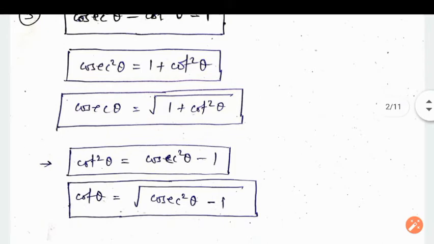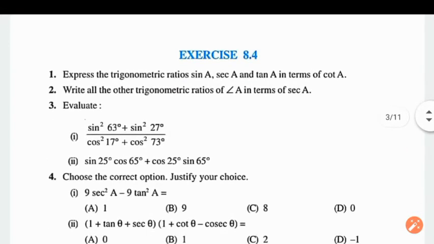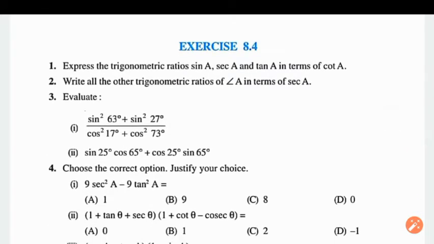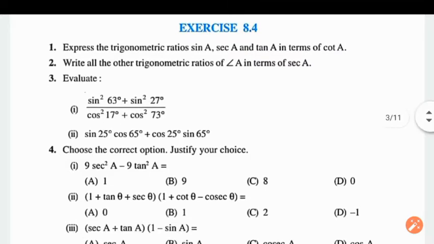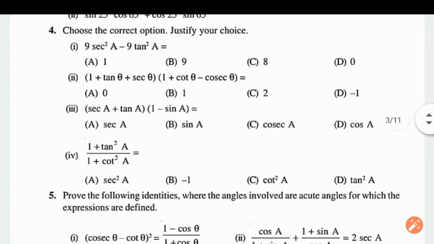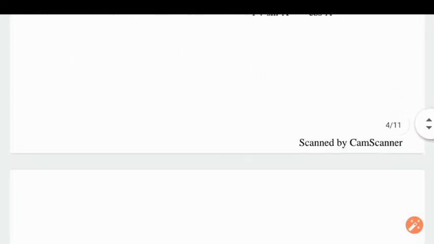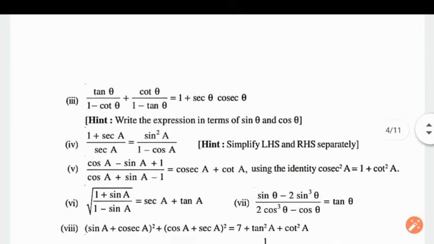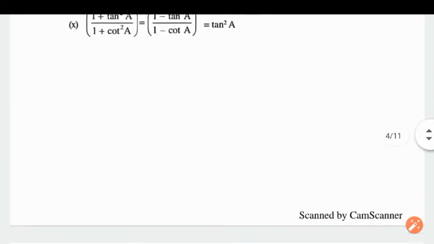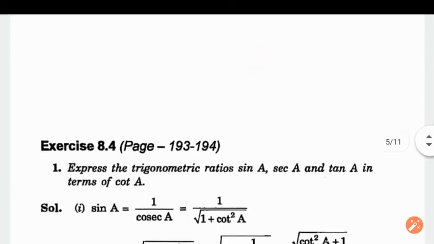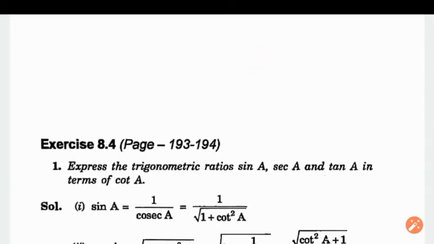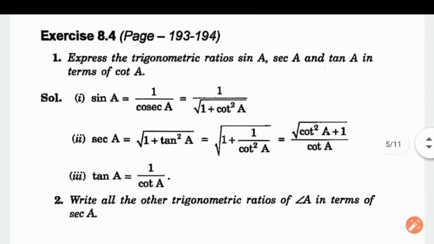based on these 3 formulae which we have discussed right now, let me show you the exercise which we are going to solve. This one, exercise 8.4. Okay, so how many questions do we have in this exercise? You can see we have 5 questions overall with subparts. Okay, so let's start from the first one.